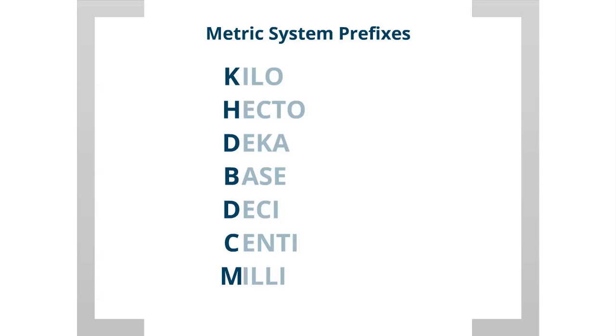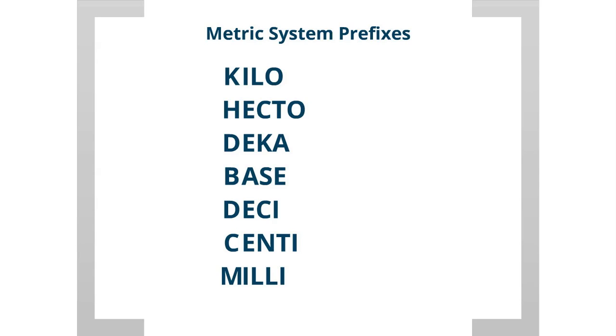The key to understanding the metric system is to know the prefixes. We're going to start with these right here. King Henry died by drinking chocolate milk. That's a quick mnemonic that helps us remember what the prefixes are. Kilo, hecto, deca, base, deci, centi, and milli.